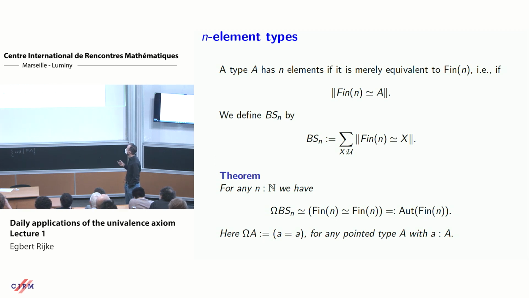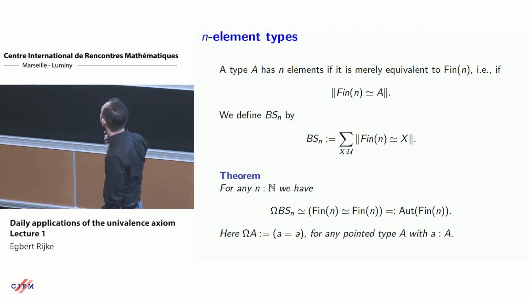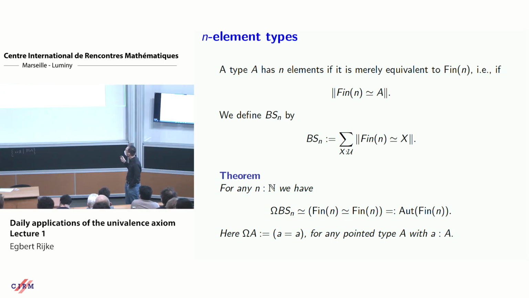So, the n element types now. Let's see. If we look back at the definition, we say that the type has n elements if it's merely equivalent to fin n. That means we want it to be equivalent to fin n, but we don't want the witness. So that's this truncation, propositional truncation. So if we can find an element of this proposition. And this is, of course, not equivalent to it being equivalent to fin n.